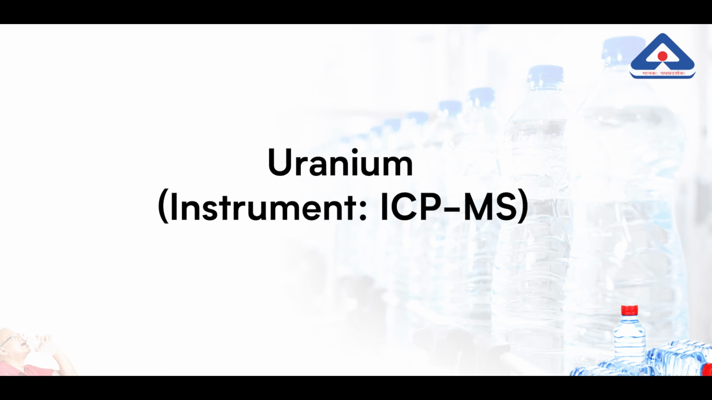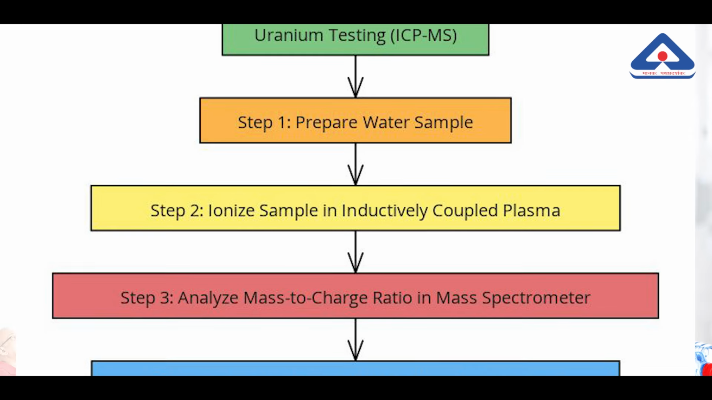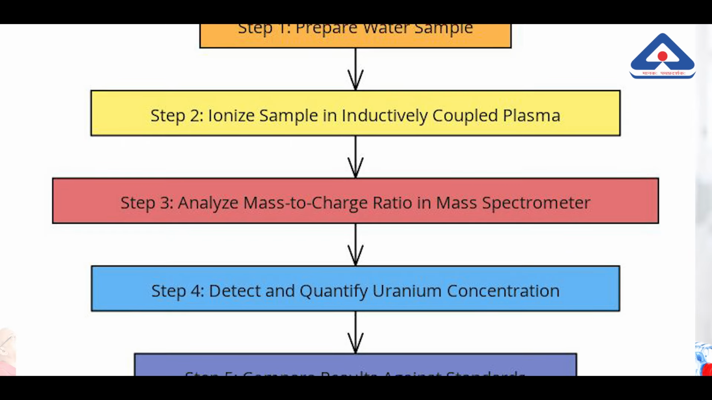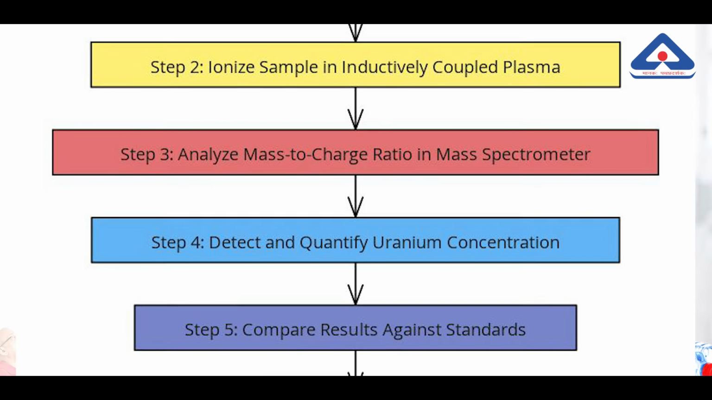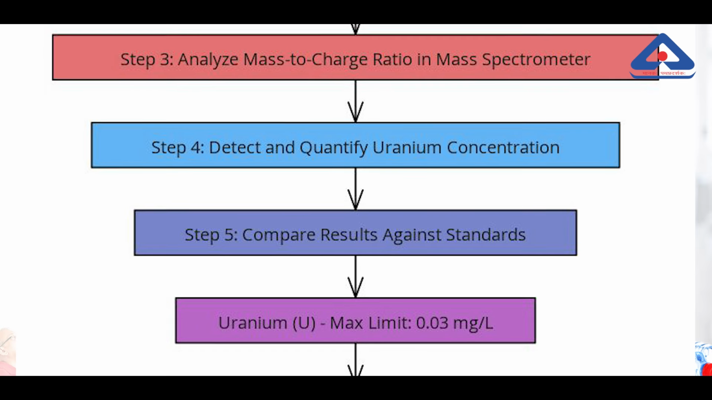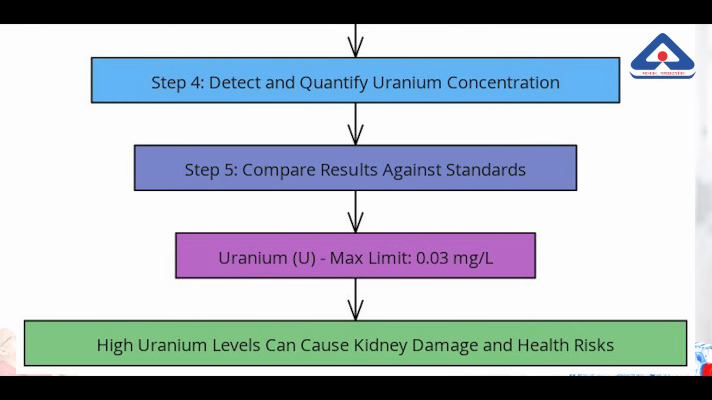Uranium testing. Instrument: ICP-MS. The testing of uranium is conducted using inductively coupled plasma mass spectrometry, or ICP-MS. This advanced instrument detects trace levels of uranium with high precision by ionizing the sample and analyzing the mass-to-charge ratio of the ions.